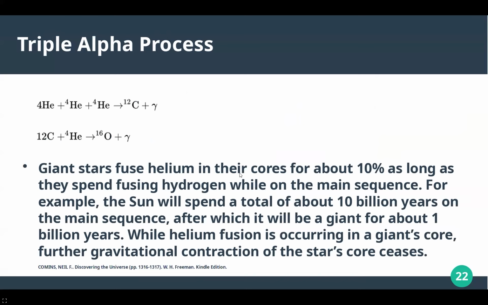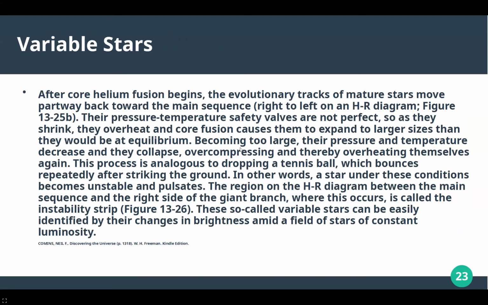Giant stars fuse helium in their cores for about 10% as long as they spend fusing hydrogen while on the main sequence. For example, the sun will spend about 10 billion years on the main sequence, after which it will be a giant for about 1 billion years. While helium fusion is occurring in a giant's core, further gravitational contraction of the star's core ceases.